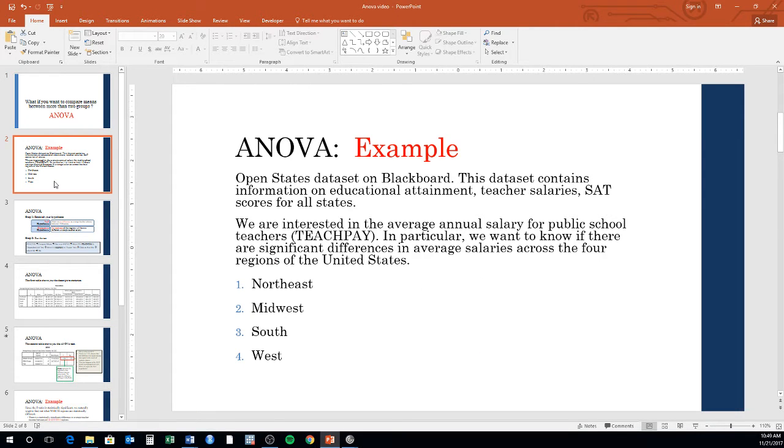For this example, we are going to use the states dataset, which contains the average salary paid to teachers across different states and regions. Specifically, we're going to be comparing 4 regions of the United States: the Northeast, the Midwest, the South, and the West, across the average salary paid to public school teachers.